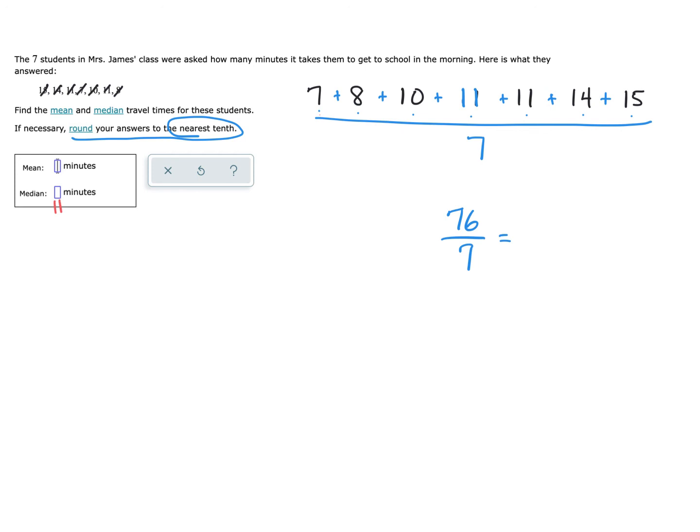Because I need the nearest tenth, I'm going to go to the hundredths place with this. So this is 10.86, or 857 rounded up. I'm going to round to the tenths place. The 6 tells me to round up, so this would be approximately 10.9, and that's the answer that we'll put in here, 10.9.